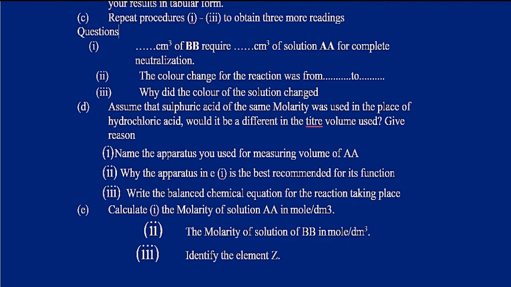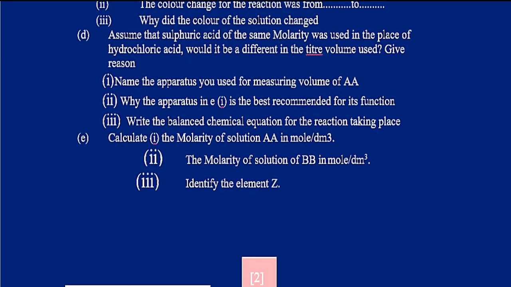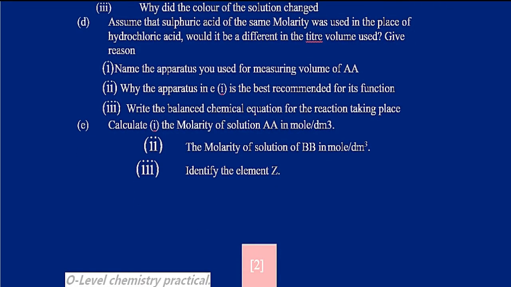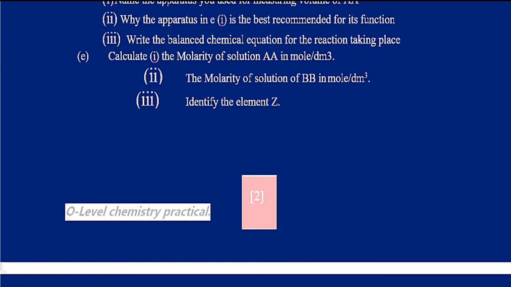Name the apparatus used for measuring volume of A. Why do you use that apparatus to measure A? If you use a burette, why have you used that? Then write a balanced equation for the reaction. First, calculate the molarity of solution A in mole per dm cubed, the molarity of solution B in mole per decimeter cubed. Then at the end, we are going to determine the element Z.